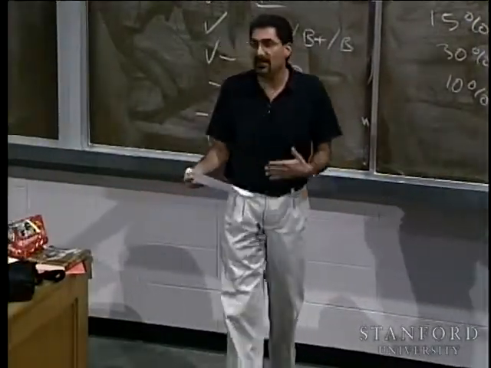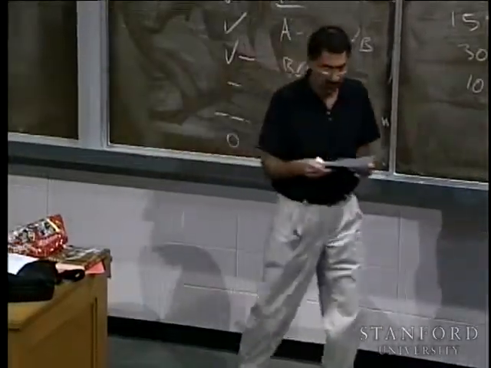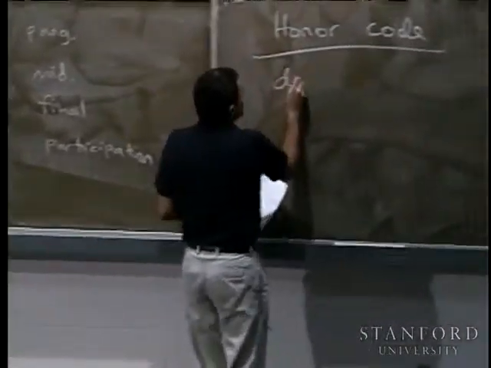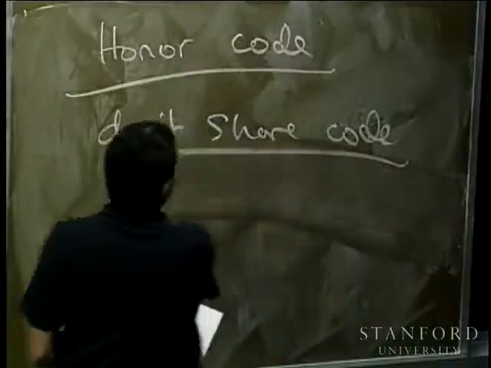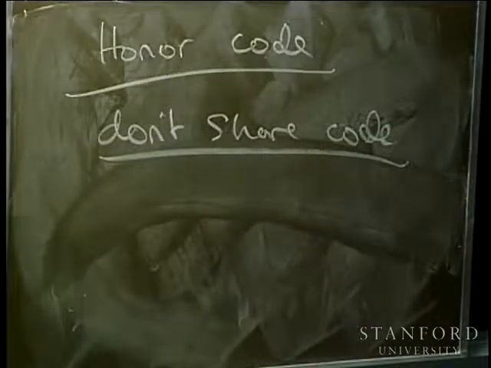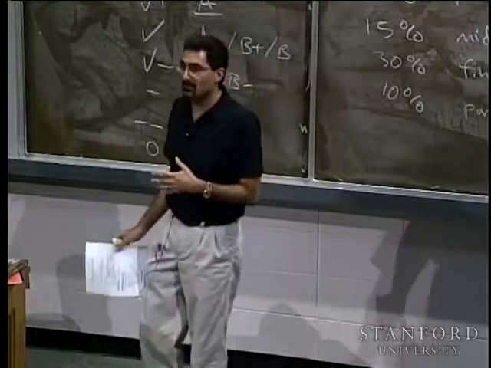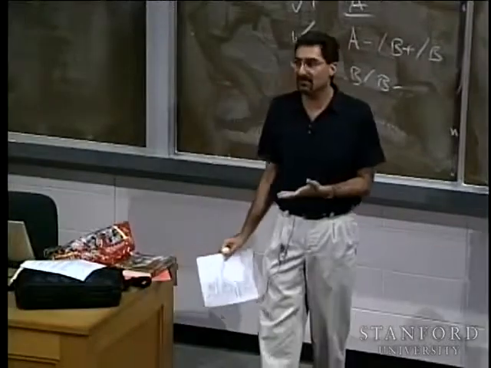We try to make a bright line for where you've crossed the line for the honor code, which is: don't share code. Plain and simple, in any respect. Okay? Don't give a file to someone else that's got your code in it. Don't get code from someone else. Don't look at someone else's printout. Don't give them a printout.